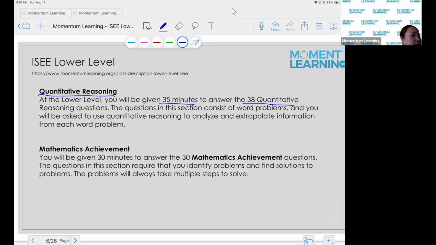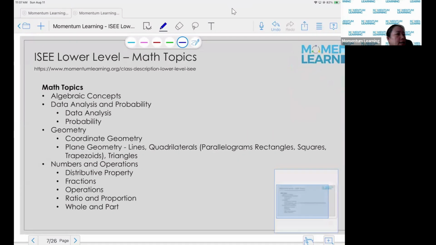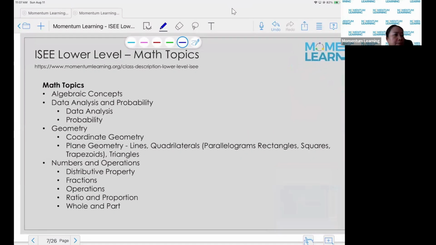The second session is the mathematics achievement section. You will have 30 minutes to answer 30 questions. The questions in this section require you to identify the problems and find the solutions, and they usually take multiple steps to solve. Any questions so far? Now let's look at the math topics.